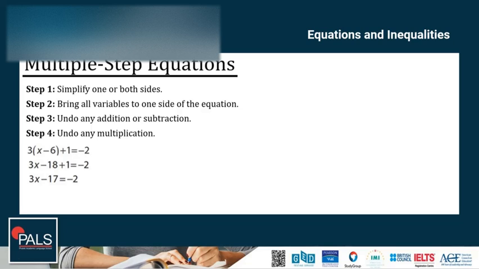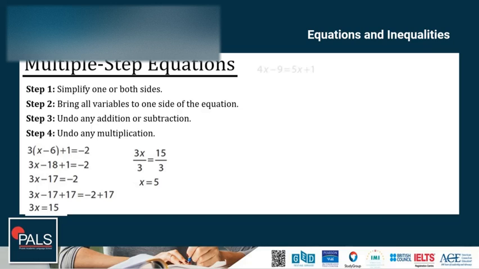And then undo the negative 17 by adding 17. So we have 3x is equal to 15. Then dividing both sides by 3, we've got x is equal to 5.